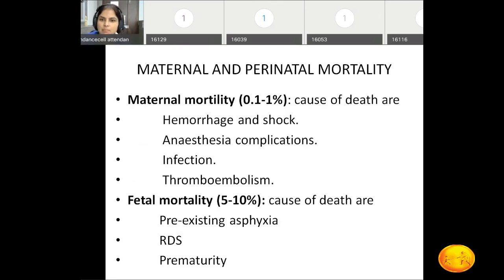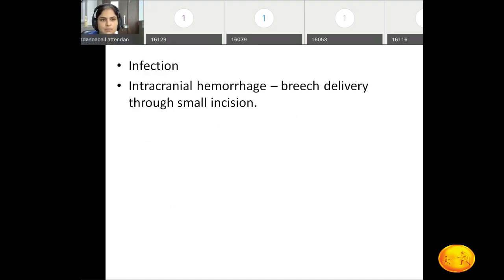Now, maternal and perinatal mortality. Maternal mortality is 0.1 to 1%. The common causes of death in section are hemorrhage and shock, anesthesia complications, infection, and thromboembolism. And fetal mortality is 5 to 10%. Causes of death are pre-existing asphyxia, respiratory distress syndrome, and prematurity.